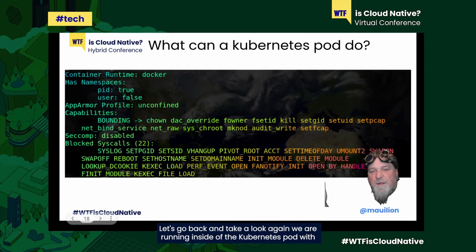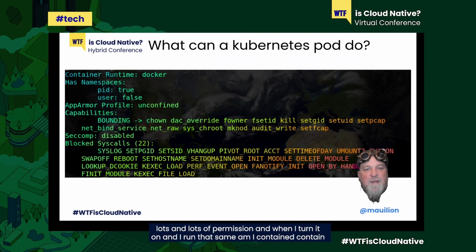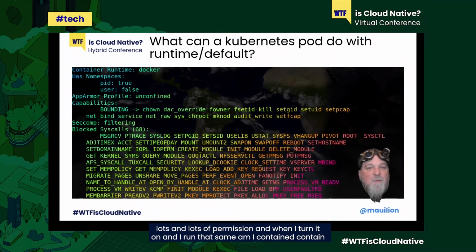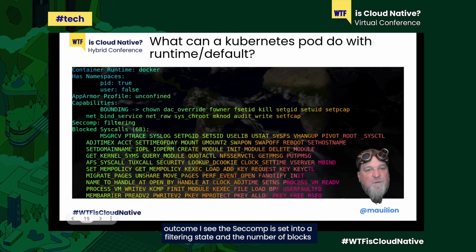Let's go back and take a look again. We are running inside of the Kubernetes pod basically in an unconfined state. And we can see that we do not have very many blocked syscalls, 22, and we have lots and lots of permission. And when I turn it on and I run that same command inside of that same bash process with runtime default applied, I see a different outcome. I see that seccomp is set into a filtering state and that the number of blocked system calls is quite a bit larger, which is an improvement in security.